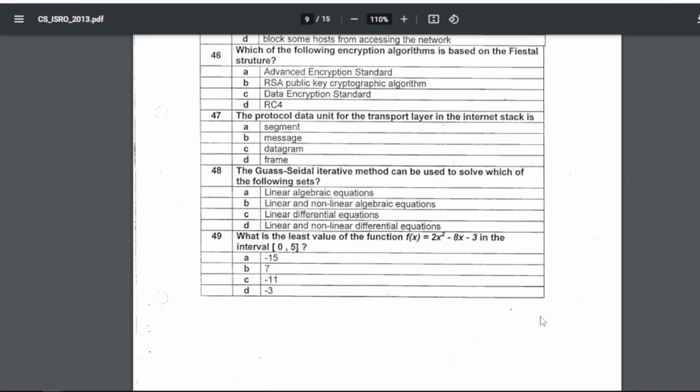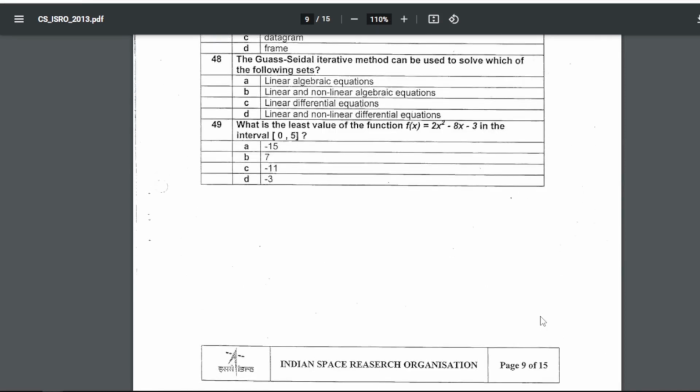Question number 49 is what is the least value of the function f(x) = 2x² - 8x - 3 in the interval 0 to 5? So for 49 our answer will be minus 11, right? If you solve this particular expression you will get the answer as C, that is minus 11.